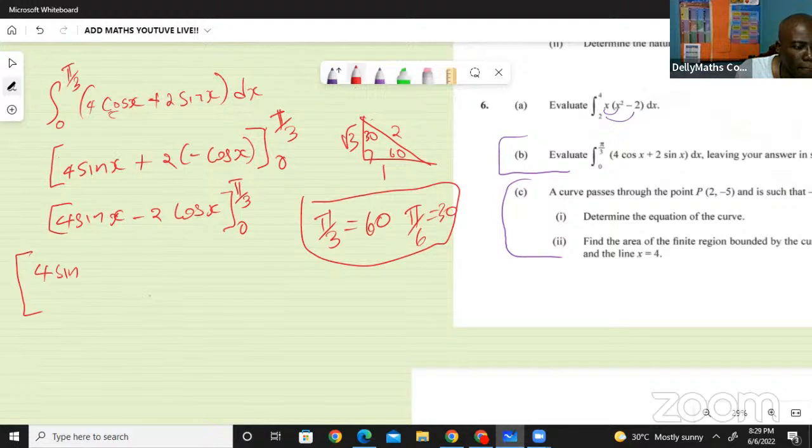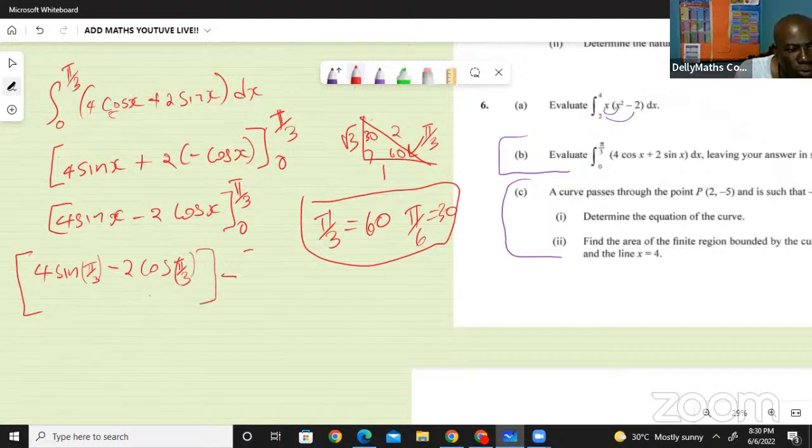4 sine, and we're putting in the bigger one, which is pi over 3 here. And we soon look at what pi over 3 is. This is pi over 3. I just wanted to note that that is pi over 3, 60 degrees, so we can work from there. Minus 2 cos of that same angle here. So we're going to put in pi over 3. Let me just put some little brackets around them. All right, so that is that part.